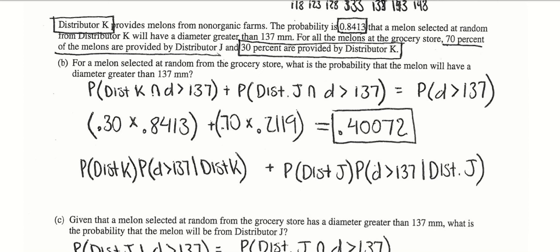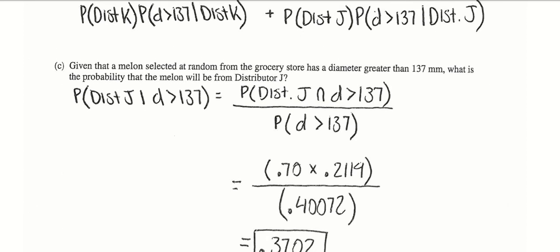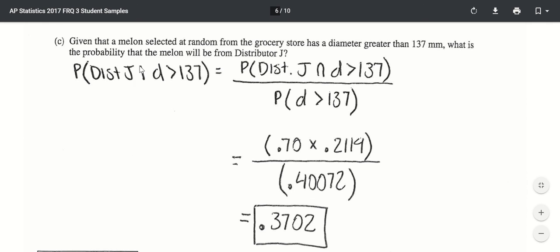So let's go back up to the problem. Answer is roughly around 40%. Part C is one of those given statements, and this student did an excellent job. This is exactly how I would teach it. It says given, so you know that melons selected at random from the grocery store is greater than 137. That's given. So that's why after the bar, whatever's given to you goes on this side. It says, what's the probability that it comes from J? That goes on the front side.